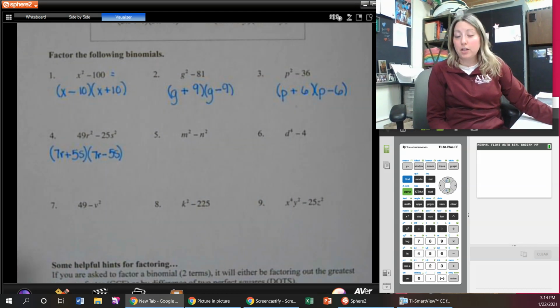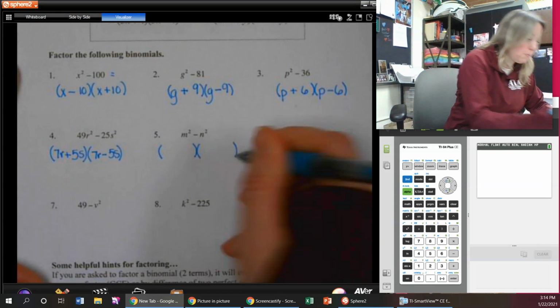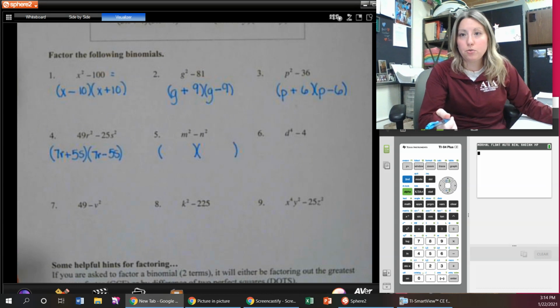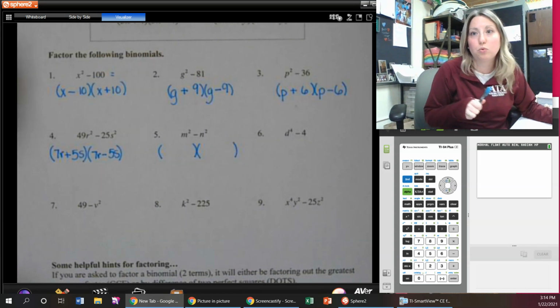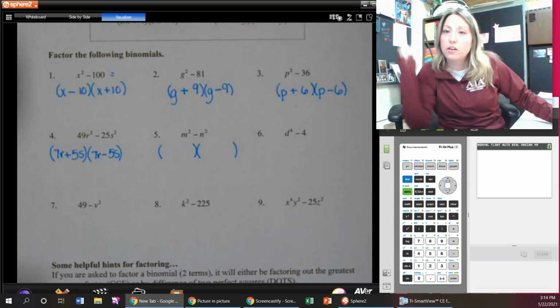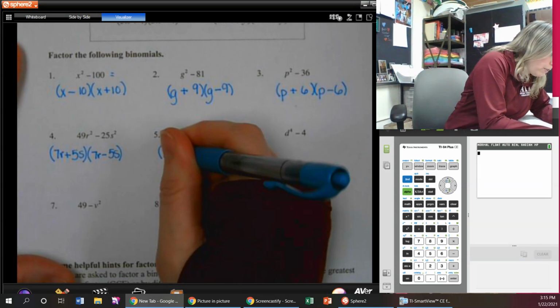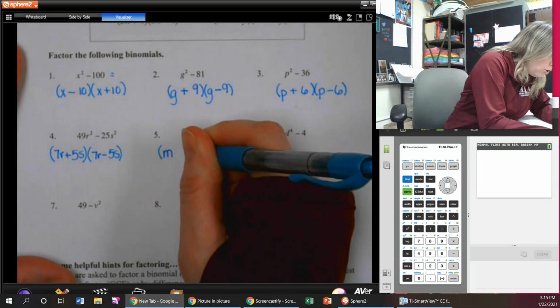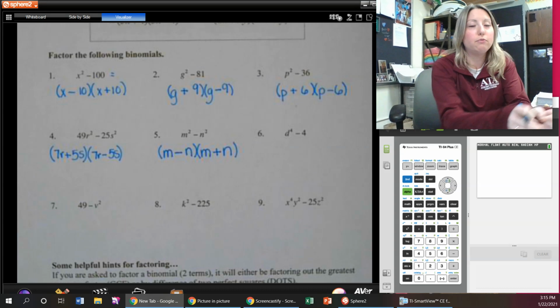M squared minus n squared, both perfect squares, subtracting, empty sets of binomials. Make sure you're doing this right along with me, making those empty sets of binomials first, taking that square root, putting it in the fronts, taking that square root, putting it in the backs, different signs between them. Every time you've got to make sure you notice, you recognize, and you do that each and every time.